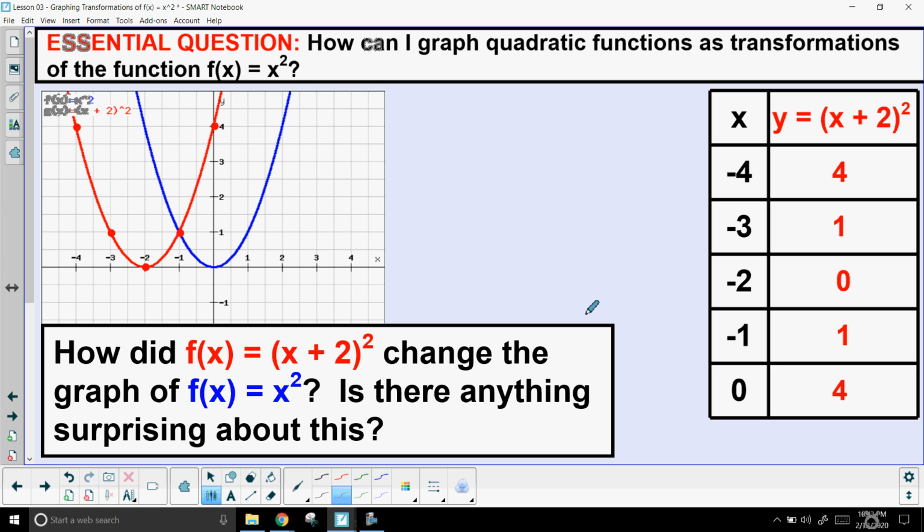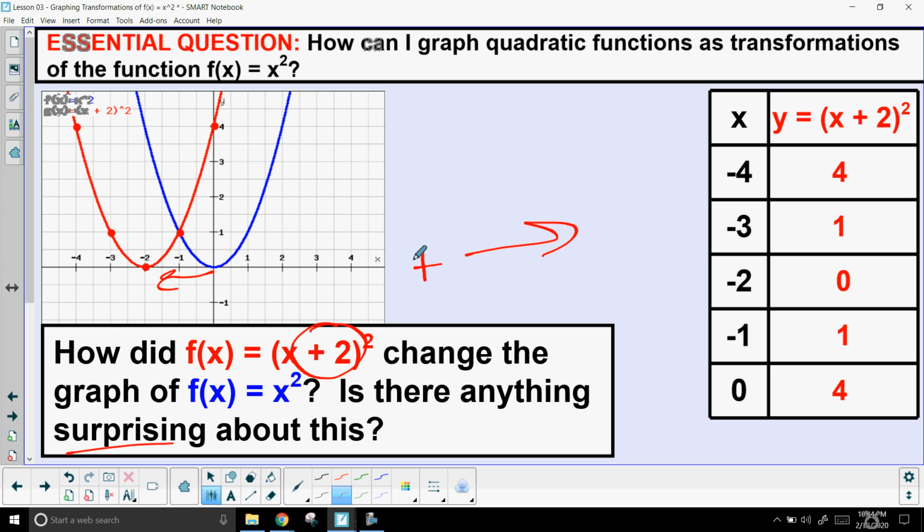Now, I'm asking you, is there anything surprising about this? Yes, this is a positive. Generally, when we have positives, we go to the right. But this time, our graph is telling us, no, sir, it went to the left. And the reason I picked -4 through 0 was because I know it was going to come over here. If I were to pick the same points, we would have points up here that we can't graph.